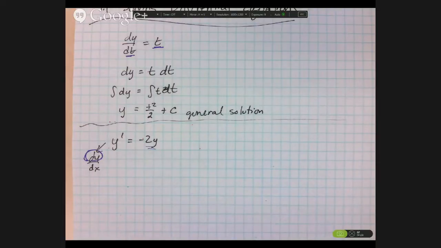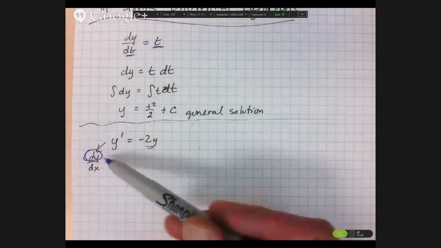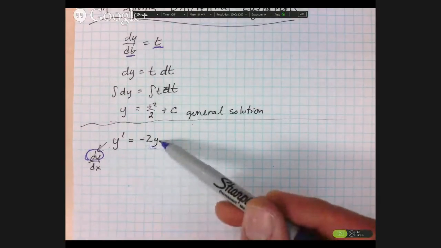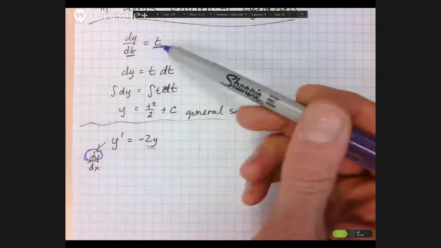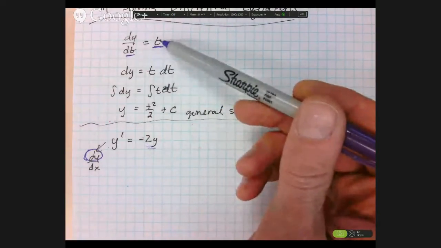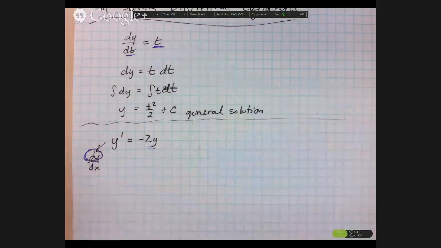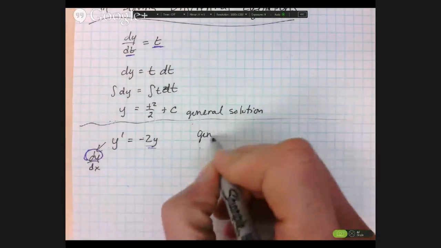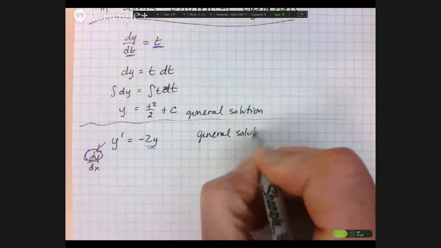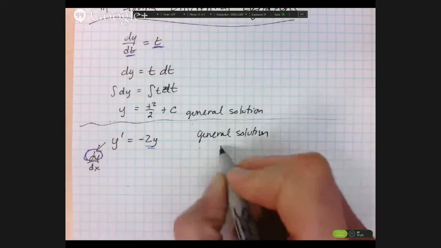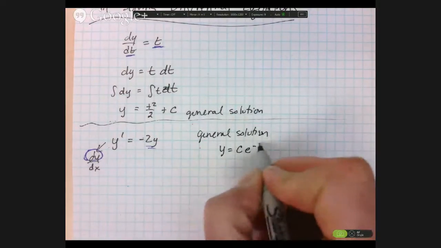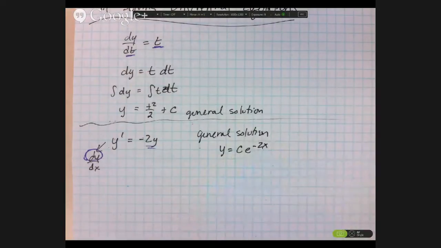Now we can't do what we did above because that differential has y and dy with it. Dy is on the top and y is on the right. We can't mess with it like we did this one where dt was on the bottom and t was on the right. There's a general solution for this that you just have to kind of know.